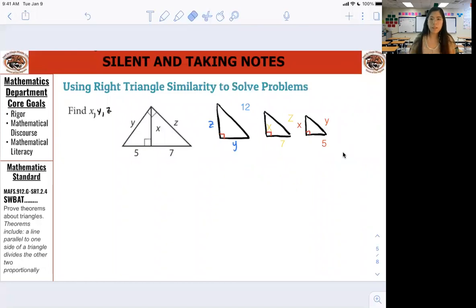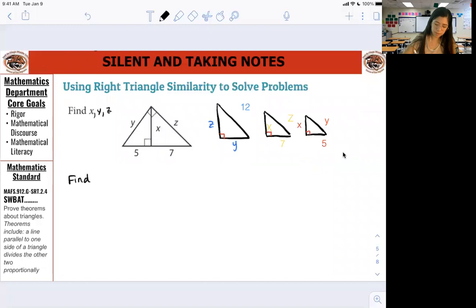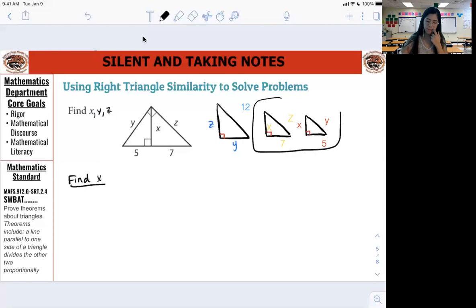Okay, let's go ahead and do it. So let's start with X. In order to find X, which two triangles should I be comparing? Which two triangles both contain X? Grande and tall, good. The middle one and the smallest one. Those both have the X, so those are the ones we're going to want to use.